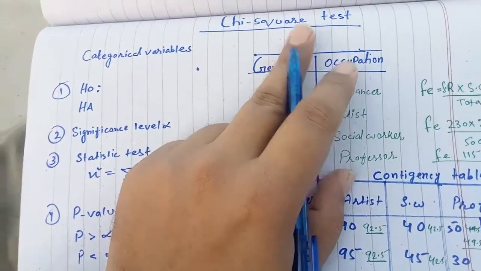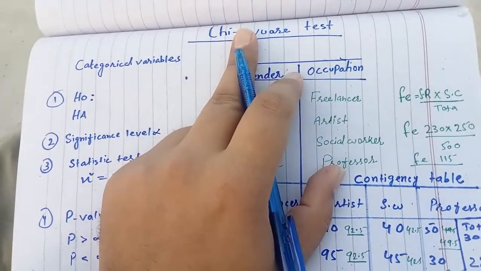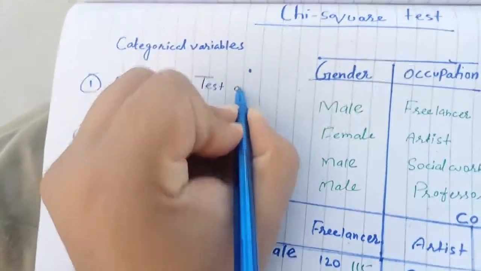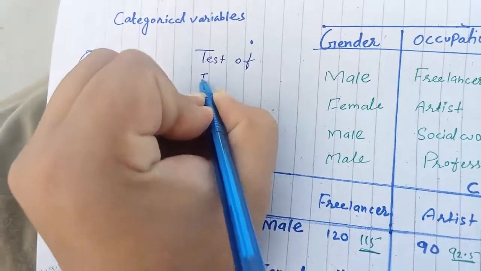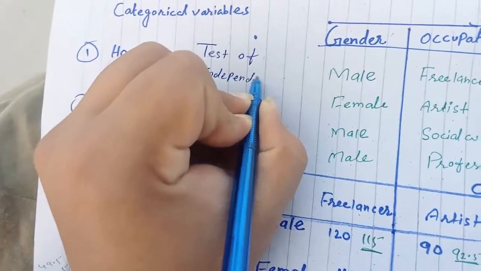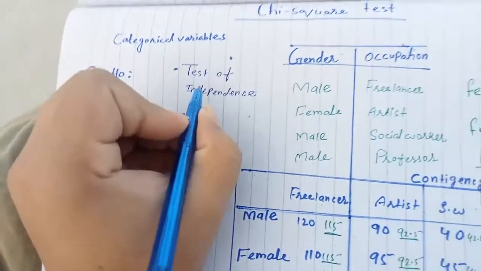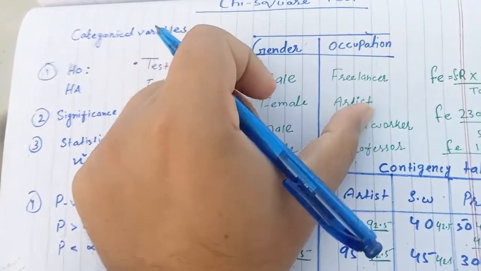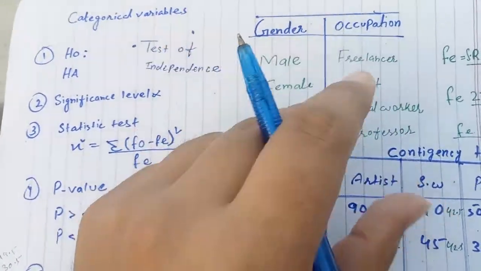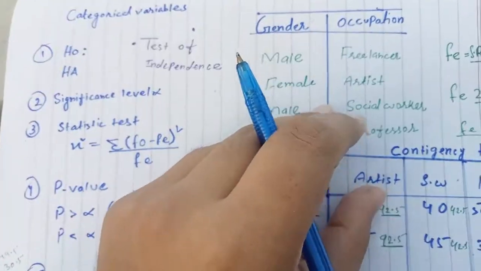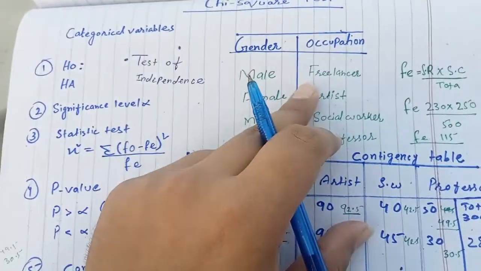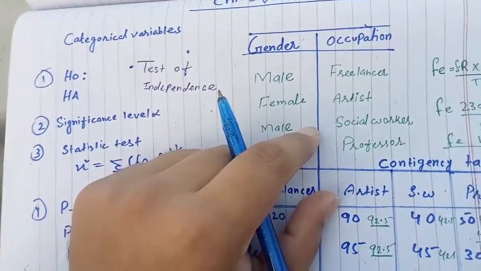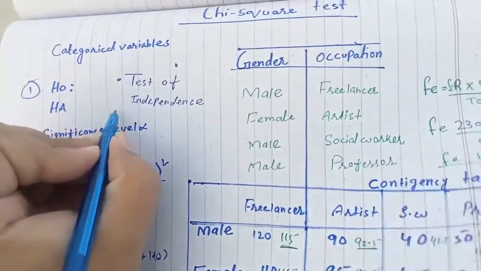Basically there are two applications of the chi-square test. One is the test of independence. This is one of the applications of the chi-square. What does it mean by the test of independence? It means if we have two categorical variables and we want to see whether they are dependent on each other or not, or whether there is a relationship between these two categorical variables or not. For that we use the test of independence to check whether there is a relation or not, right?